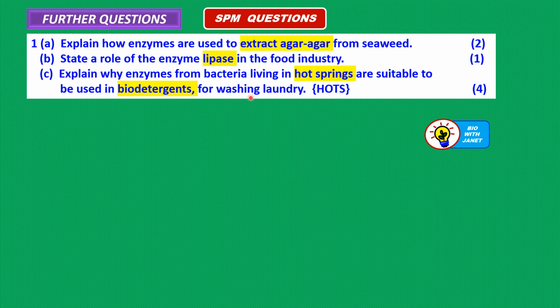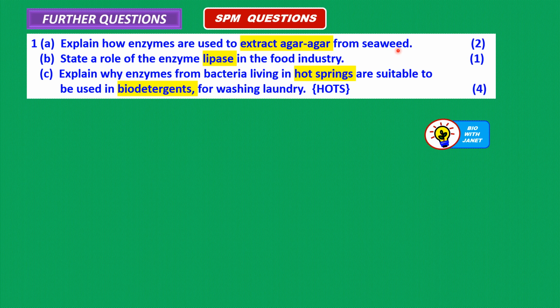Right, let's look at further questions. Some of these are SPM questions. Now, number 1, explain how enzymes are used to extract agar-agar from seaweed. This is a past year question, and the marks are 2 marks. Secondly, state a role of the enzyme lipase in the food industry. So, highlight the keywords like agar-agar from seaweed, enzyme lipase.